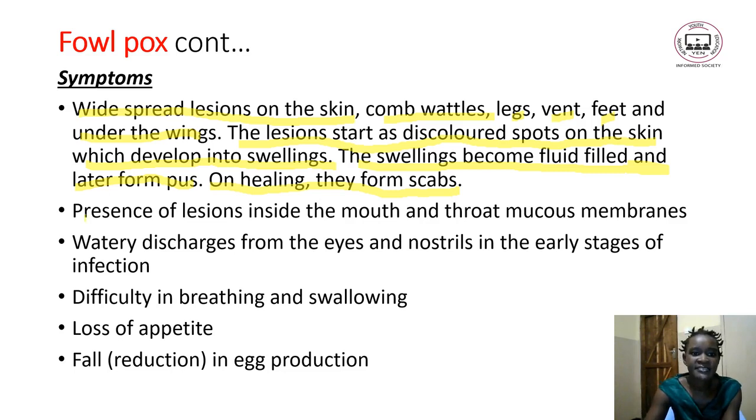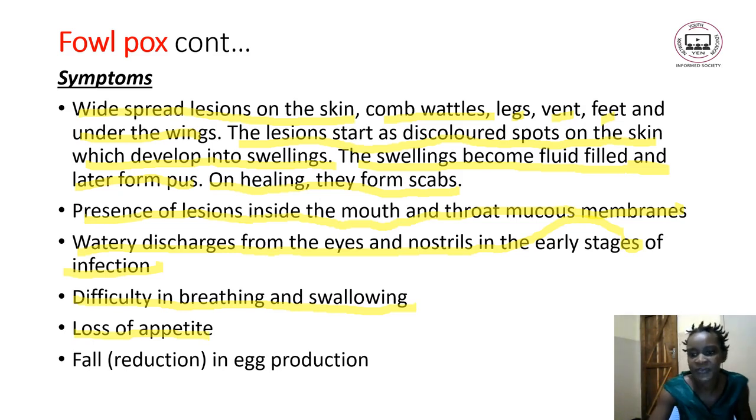Another symptom is the presence of lesions even inside the mouth and throat mucous membranes. Apart from that, watery discharges from eyes and nostrils in the early stage of infection. So once they have just been attacked by fowlpox, the early symptoms are watery discharges from eyes and nostrils. Further, difficulty in breathing and swallowing is also another symptom of fowlpox, and also loss of appetite. You find out that your birds are not pecking at the feeds you have provided.